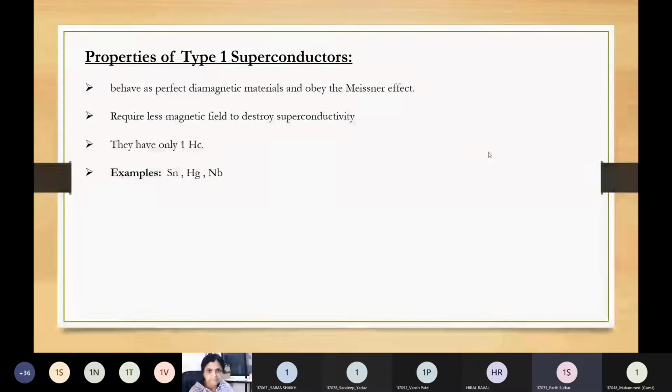Now we see the properties of type 1 superconductor. It behaves like a perfect diamagnetic material and obeys Meissner's effect. So how does it behave as a perfect diamagnetic material?